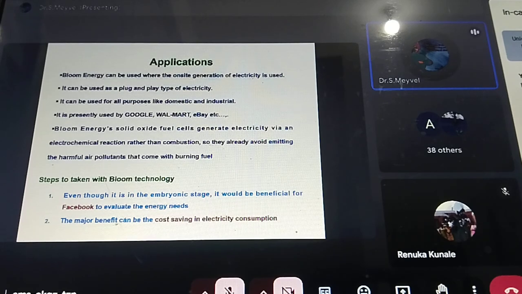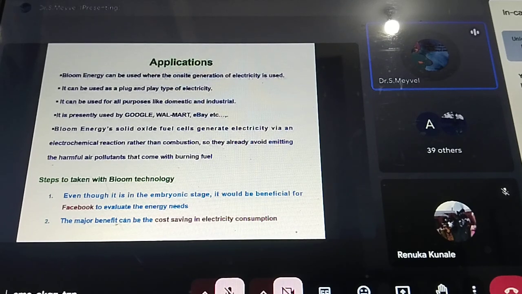The Bloom Energy solid oxide fuel cell generates electricity via an electrochemical reaction rather than combustion. So they avoid emitting the harmful air pollutants that come with burning fuels. The fuel cell can be used in a variety of applications, including transportation, industrial and commercial buildings, and utility power stations.